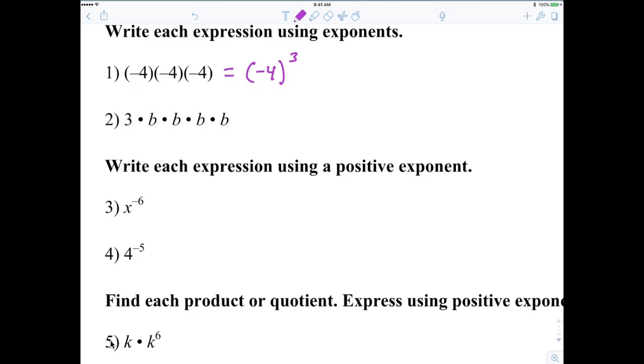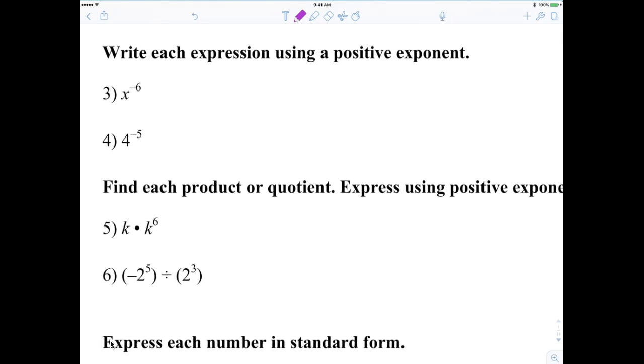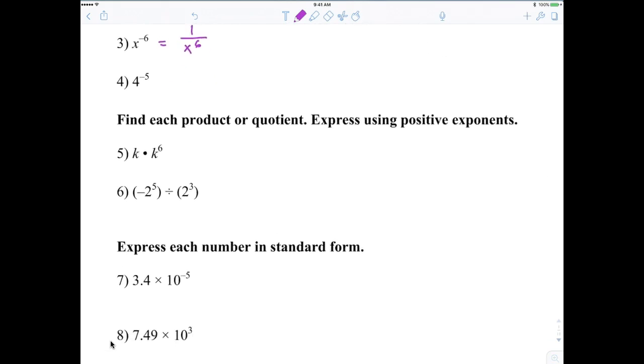There's number 1. All right, now it says for number 3, write each expression using positive exponents. We talked about that a bunch. Whenever there's a negative exponent, you have to move it. So, Abby, tell me what number 3 would be. 1 over x to the 6th. That is exactly correct. 1 over x to the 6th power. Any questions with that?